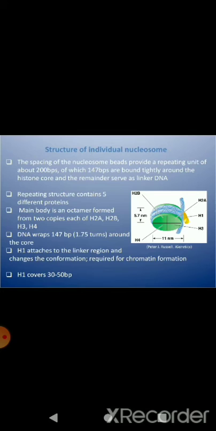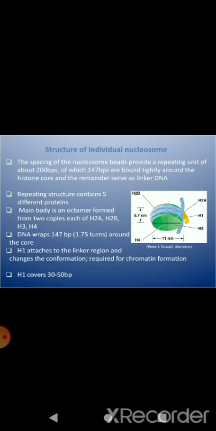The spacing of the nucleosome beads provides a repeating unit of about 200 base pairs of DNA, of which 147 base pairs are bound tightly around the histone octamer, and the remainder serves as linker DNA. The linker DNA is bound by H1 histone proteins. This is confirmed by the brief treatment of the chromatin with an enzyme that digests DNA, like micrococcal nuclease.